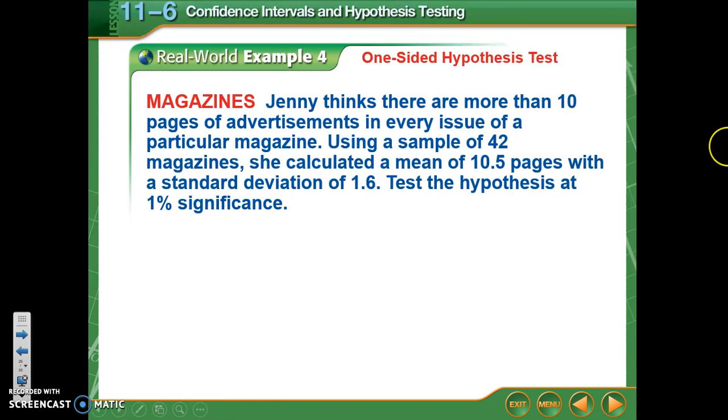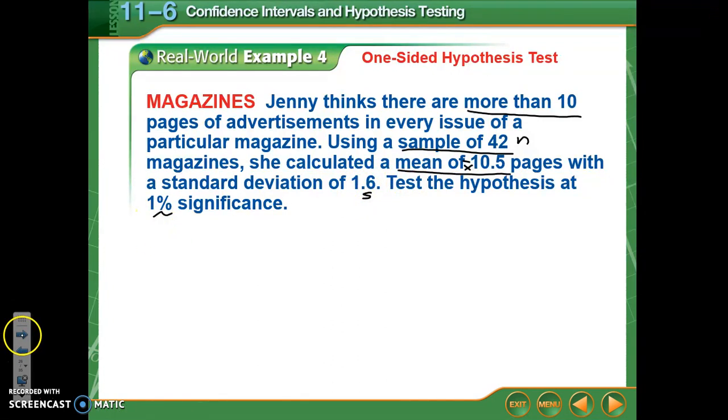So let's take a look at an example. Again, the vocabulary here can be a little confusing, so make sure that you follow with me, re-listen if you need to, make notes to yourself. So here in this example, Jenny thinks there are more than 10 pages of advertisements in every issue of a particular magazine. We're going to use a sample of 42 magazines. She calculated a mean of 10.5 pages, that's my sample mean, with a standard deviation of 1.6. We're going to test our hypothesis at a 1% significance.